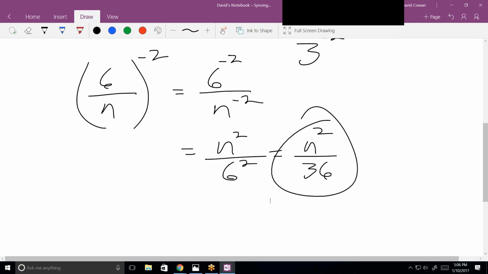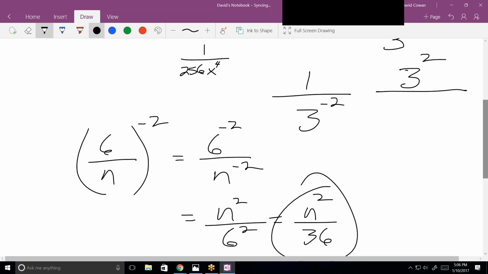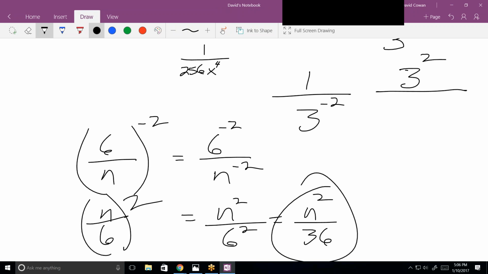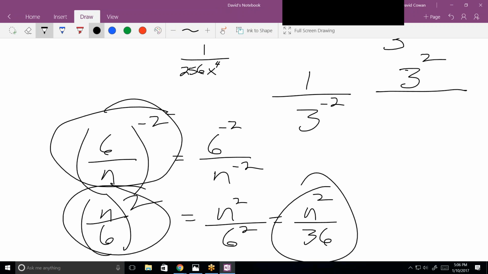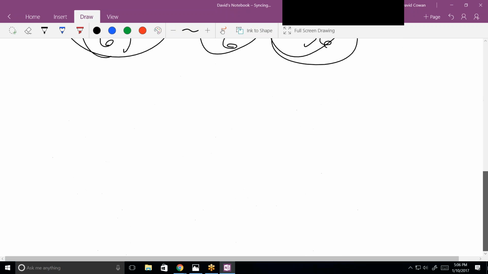Now, I suppose the other thing you could do here that's actually a little faster is immediately switch it to n over 6 to the positive 2. In other words, I could go immediately from this step to this step if I wanted, and that actually gets me to the answer a little quicker, and it's about the same. There's not a lot of difference. Math is like that. There's usually 2 or 3 ways to do something. What else you got?